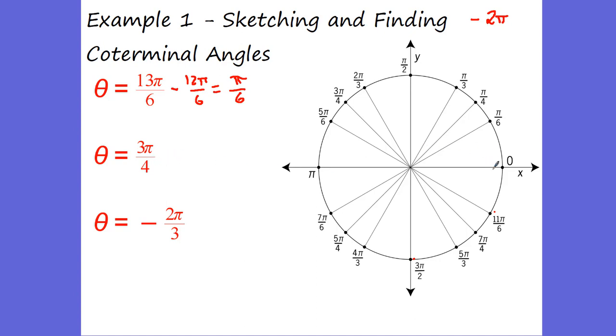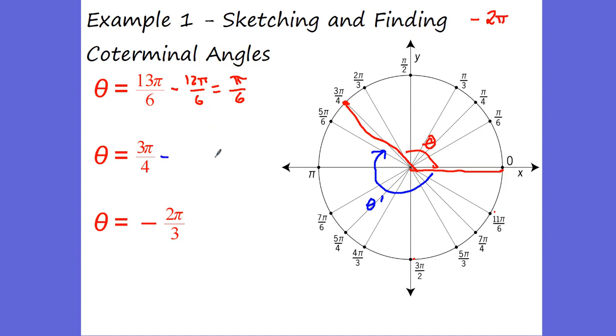Okay, so let's take a look at another angle. We have 3 pi over 4. Where's 3 pi over 4? It's right here, isn't it? We start here with our initial side, and we're right here, and so that is 3 pi over 4. So how would we know what our coterminal angle is? Well, our coterminal angle would be this angle right there.